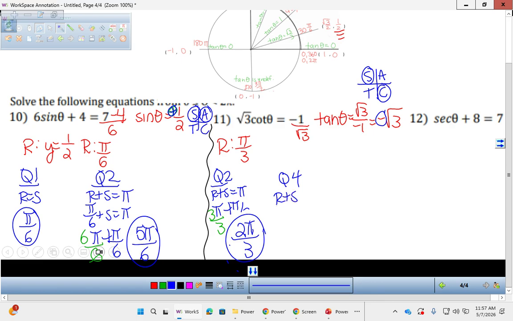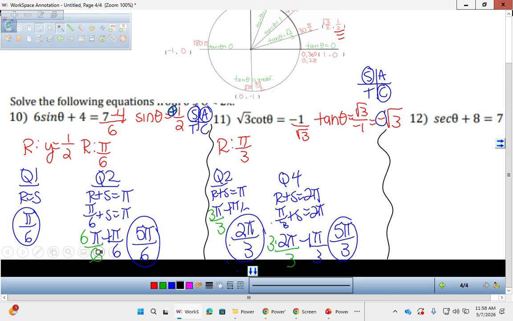For quadrant 4, together the two angles make a full circle. So r and s equal 2 pi instead. So I have pi over 3 here. And I would be subtracting 2 pi minus pi over 3. Well, I need a common denominator of 3, and if I put a 3 in the bottom, I have to put a 3 in the top, which actually makes the top 3 times 2, so I have 6 pi minus 1 pi. So 6 minus 1 is 5 pi, and then I keep the over 3.